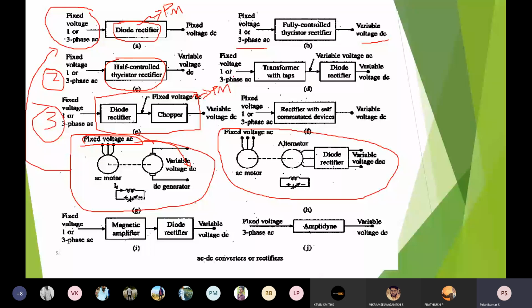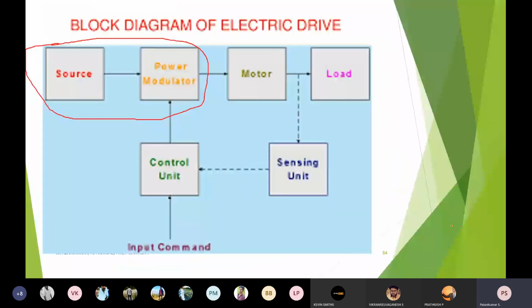There are so many power modulators available. The only thing is we have to know what the input is and what the required output is. Whether we can have a single-stage conversion, a single-stage power modulator, or multiple stages, two stage, three stage, like that we have to decide. So that is what happens inside the power modulator. What the source is and what the output is will decide the type of the power modulator.